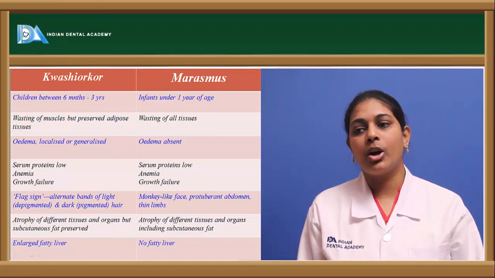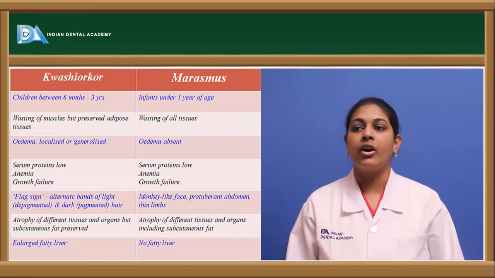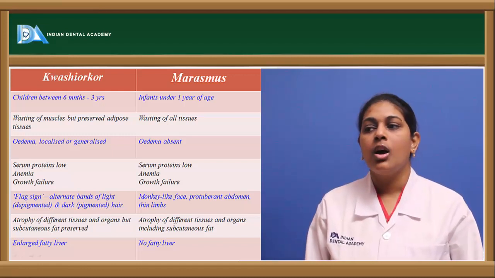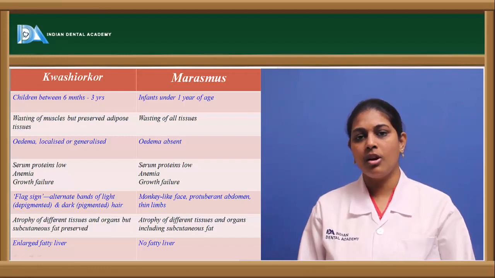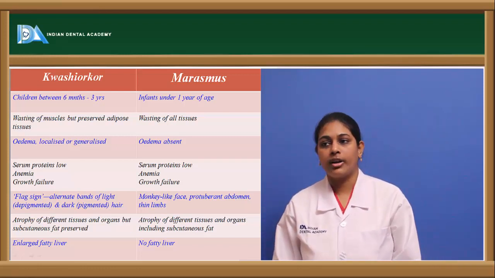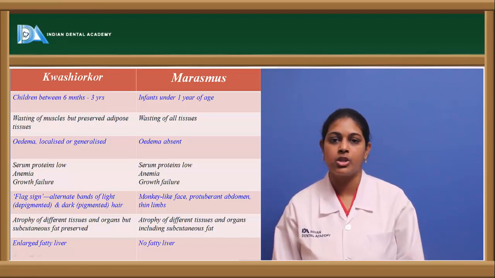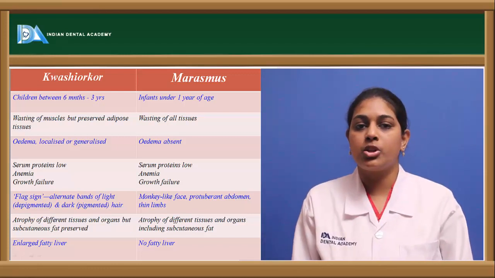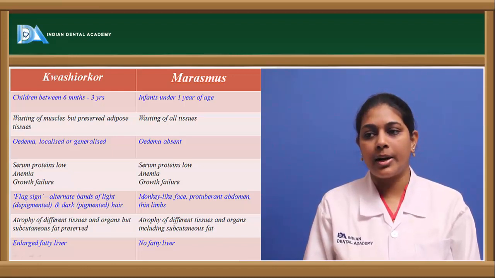And other than that, we also see atrophy of different tissues and organs in progressive cases of kwashiorkor, whereas in marasmus also we see atrophy of all the organs, as already explained. But in kwashiorkor there is preservation of the adipose tissue, whereas in marasmus adipose tissue wasting is also seen, which might result in atrophy of this adipose tissue.